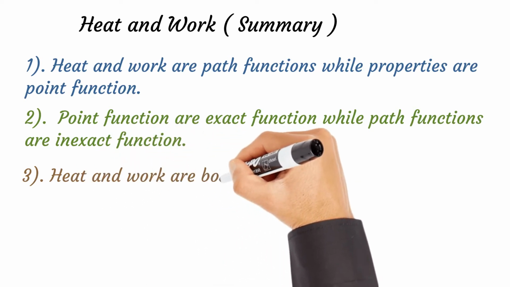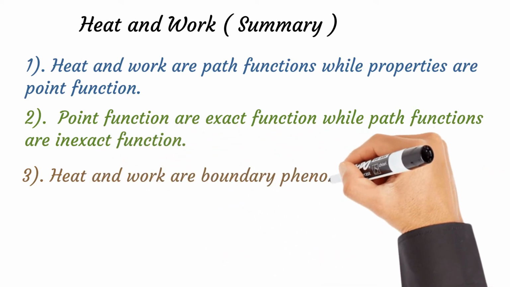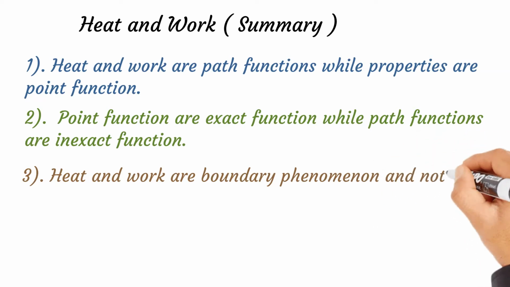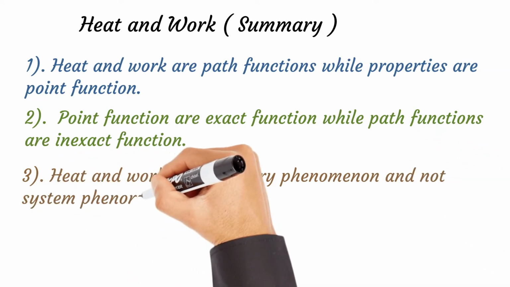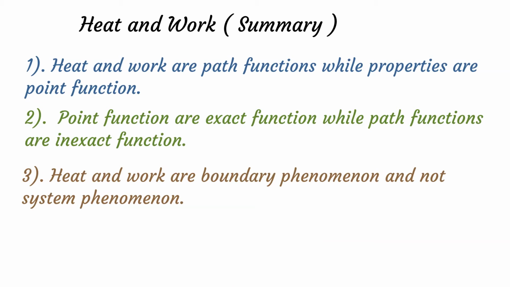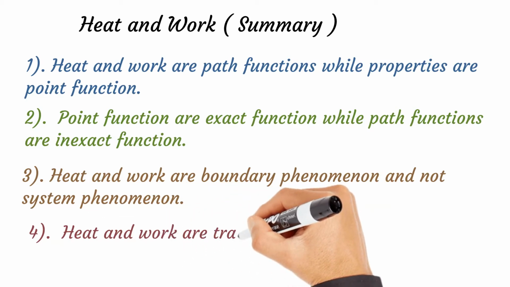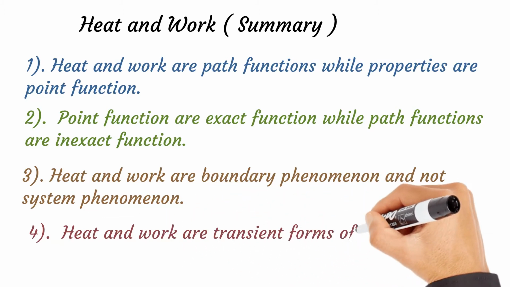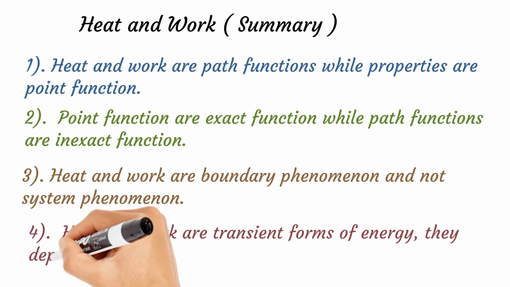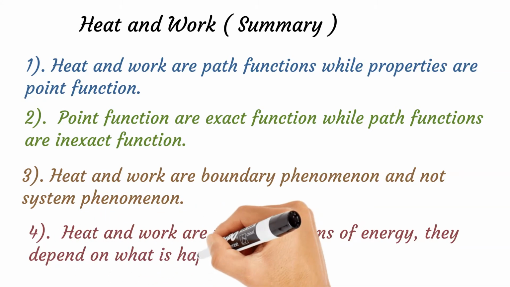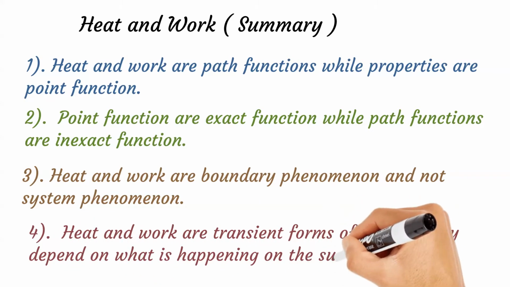Number 3, heat and work are boundary phenomena. They always occur at the boundary and not system phenomena. They don't enter the system. Finally, number 4, heat and work are transient forms of energy. They depend on what is happening on the surrounding.